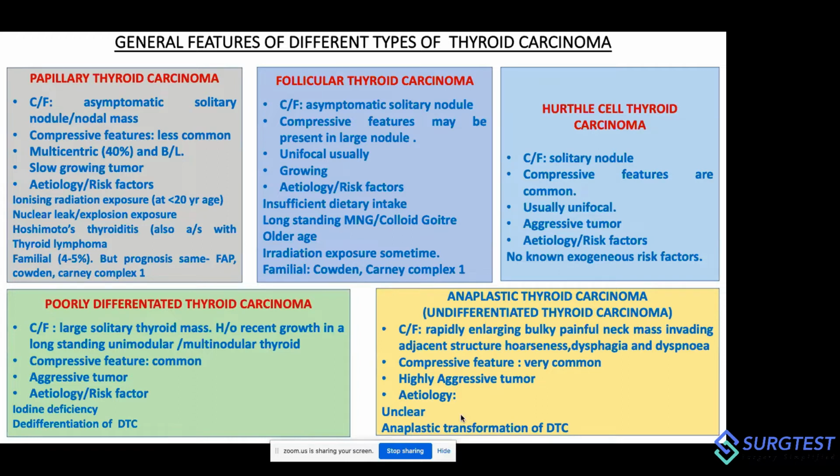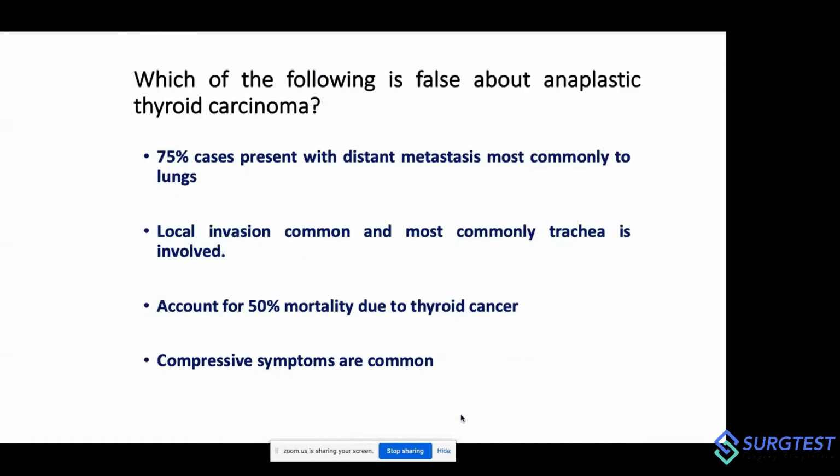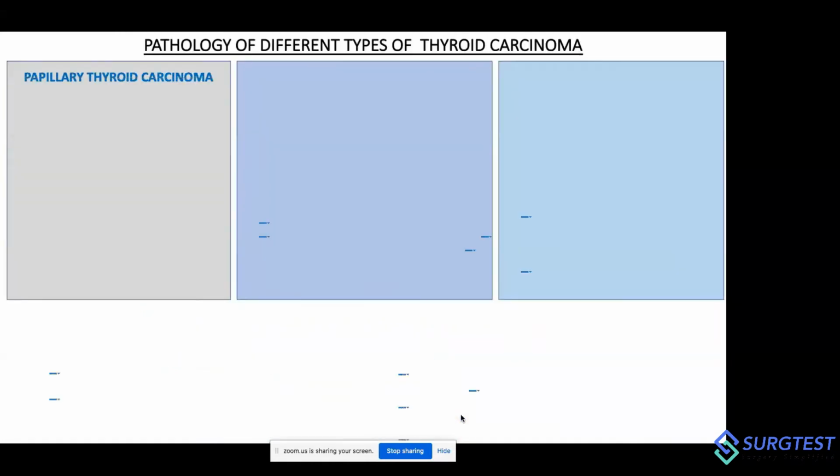So again, in this slide, you can see there are a lot of questions, especially on multicentricity, focality, clinical features, and the etiology. Questions have been asked on all these points. Okay, so what are the pathologies? This is a very important slide. You will definitely get one or two questions on these pathologies. So we will discuss first these three and then the other poorly differentiated and anaplastic.